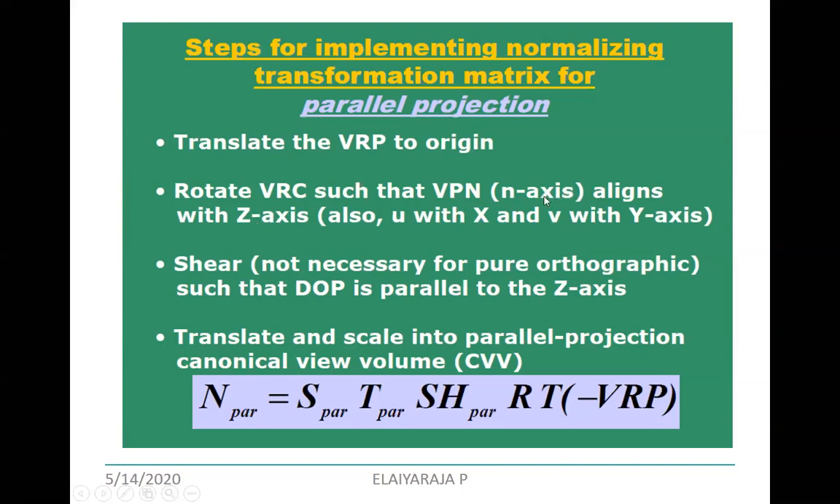We have the u axis with respect to the x coordinate, the v axis with respect to y, and the n axis with respect to z. So rotate the viewing reference coordinates such that when you write the normalized coordinates, n aligns with the z axis, also u with x and v with the y axis. What you have to perform: first, number one, translate the viewing reference point to the origin.